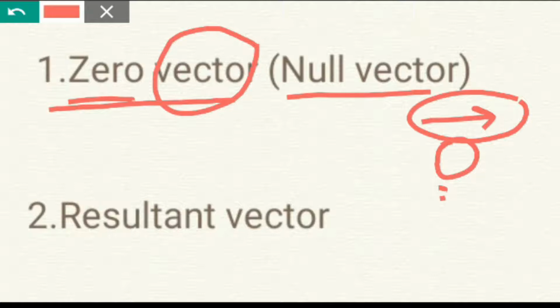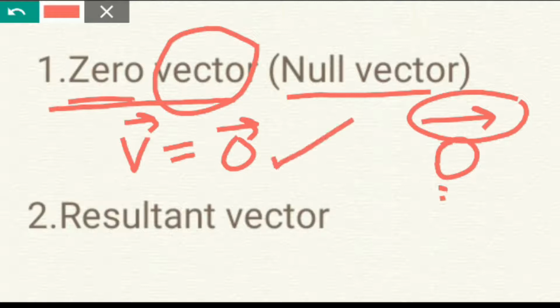Now, is there any example of this zero vector? Yes. If the body is not moving, then we can say the speed is equal to 0. But if we have to tell the velocity, that is the vector, then we can say velocity is a zero vector. So for a stationary body, the velocity vector is equal to the zero vector.